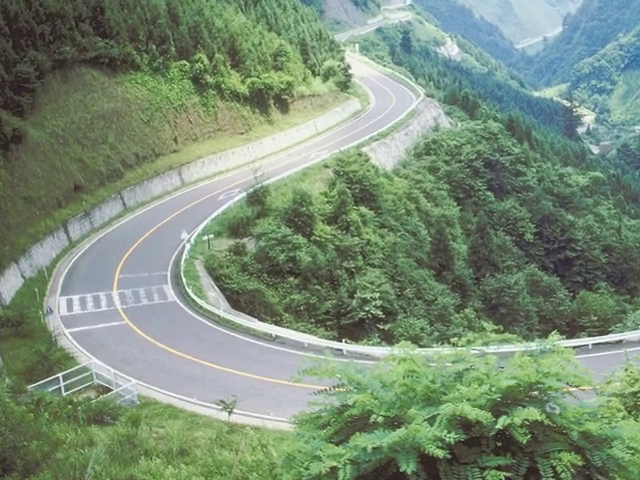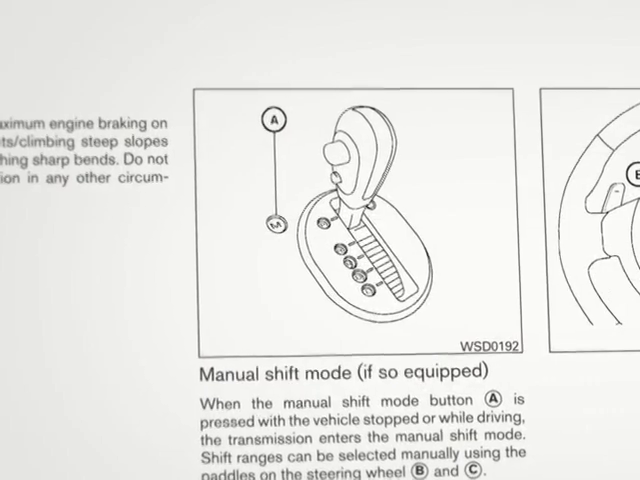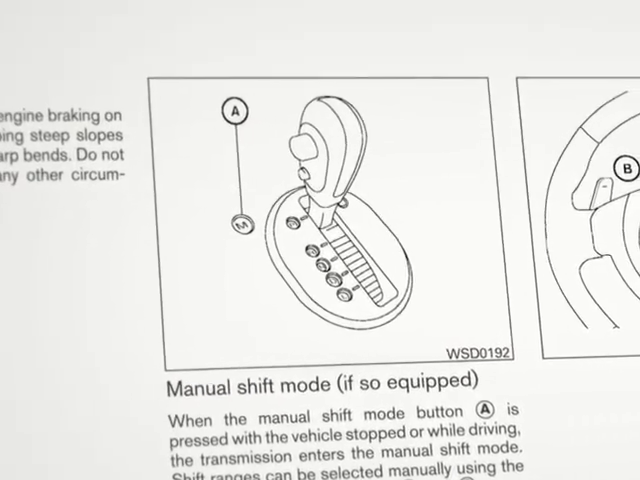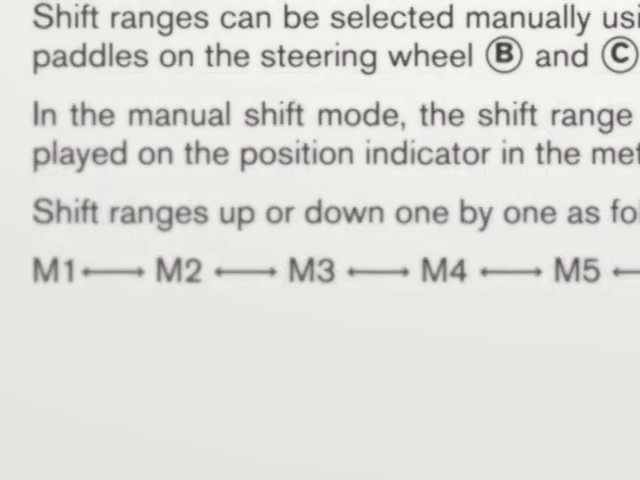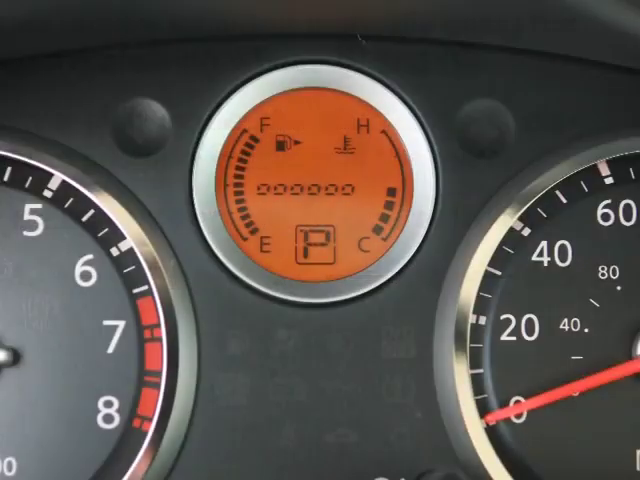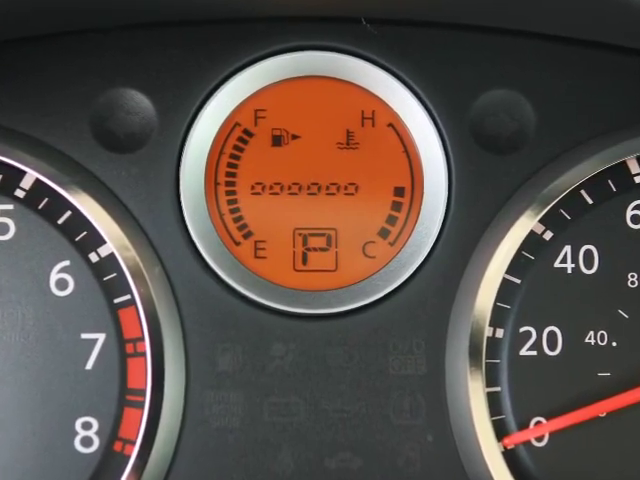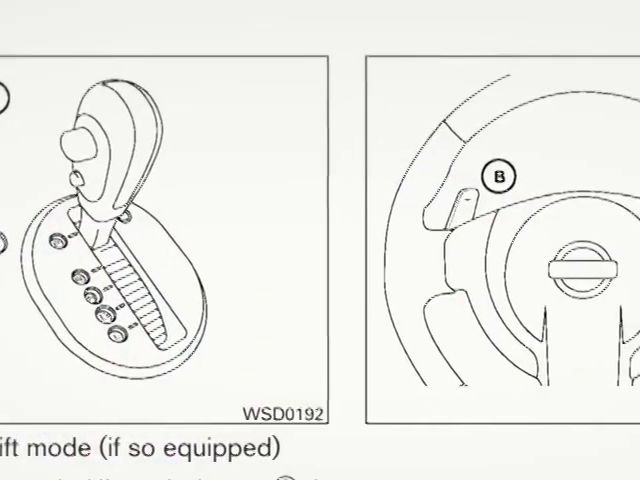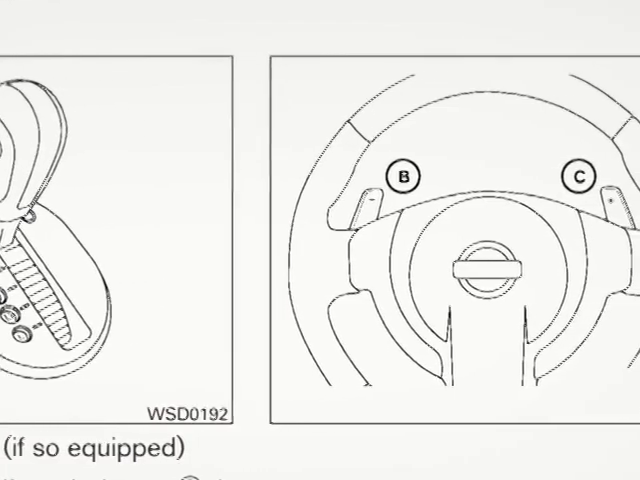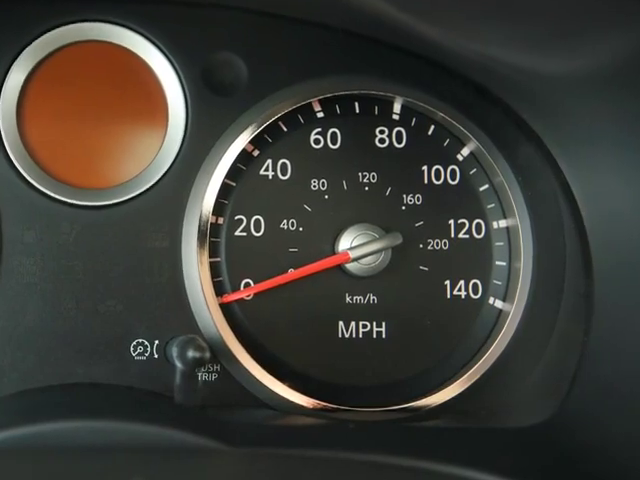There may be driving situations where you wish to shift manually. To change to manual mode, press the Manual Shift Mode button, where you can select one of 6 ranges, up or down, one by one. Once chosen, the Manual Shift Mode will display on the position indicator. When you switch to M, the transmission will automatically choose a range closest to your vehicle's current speed.